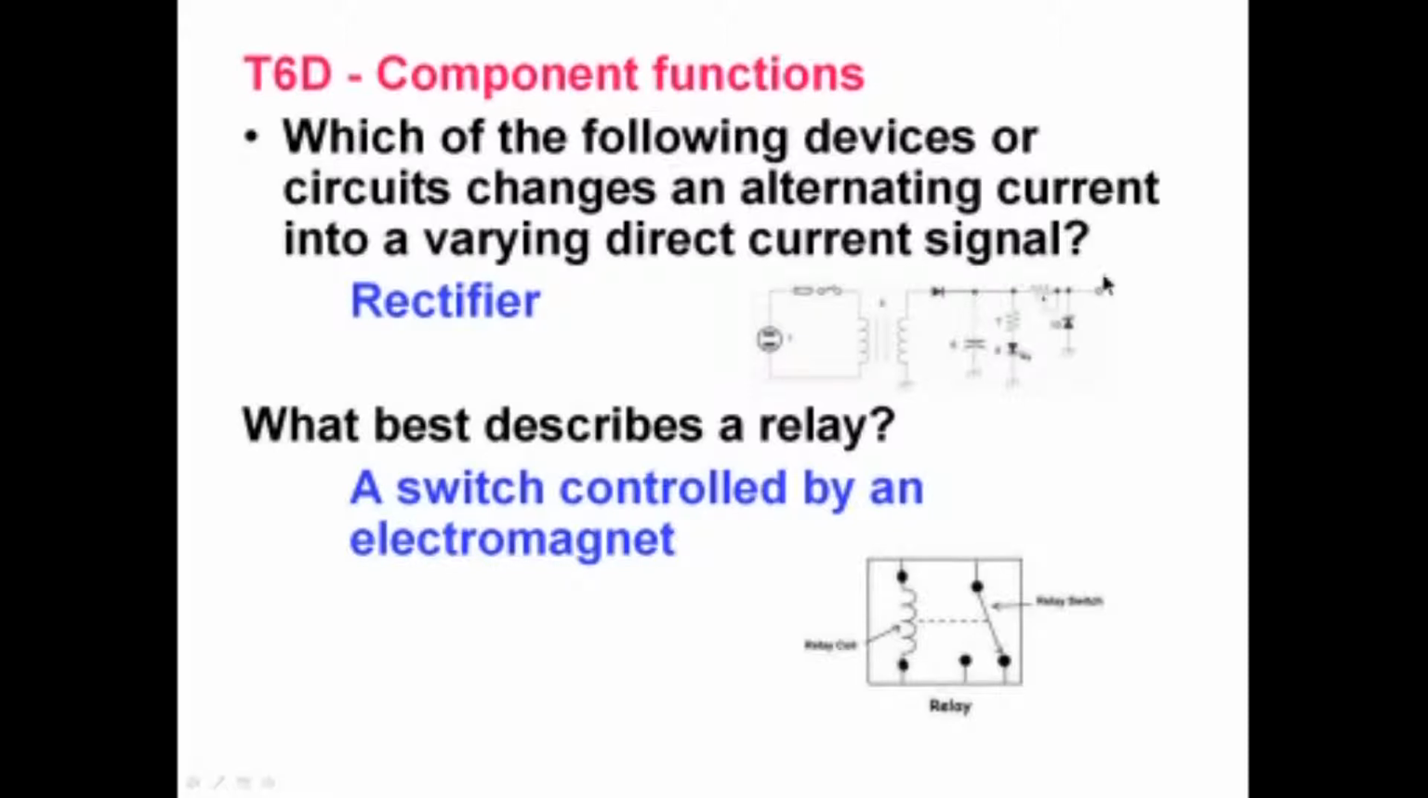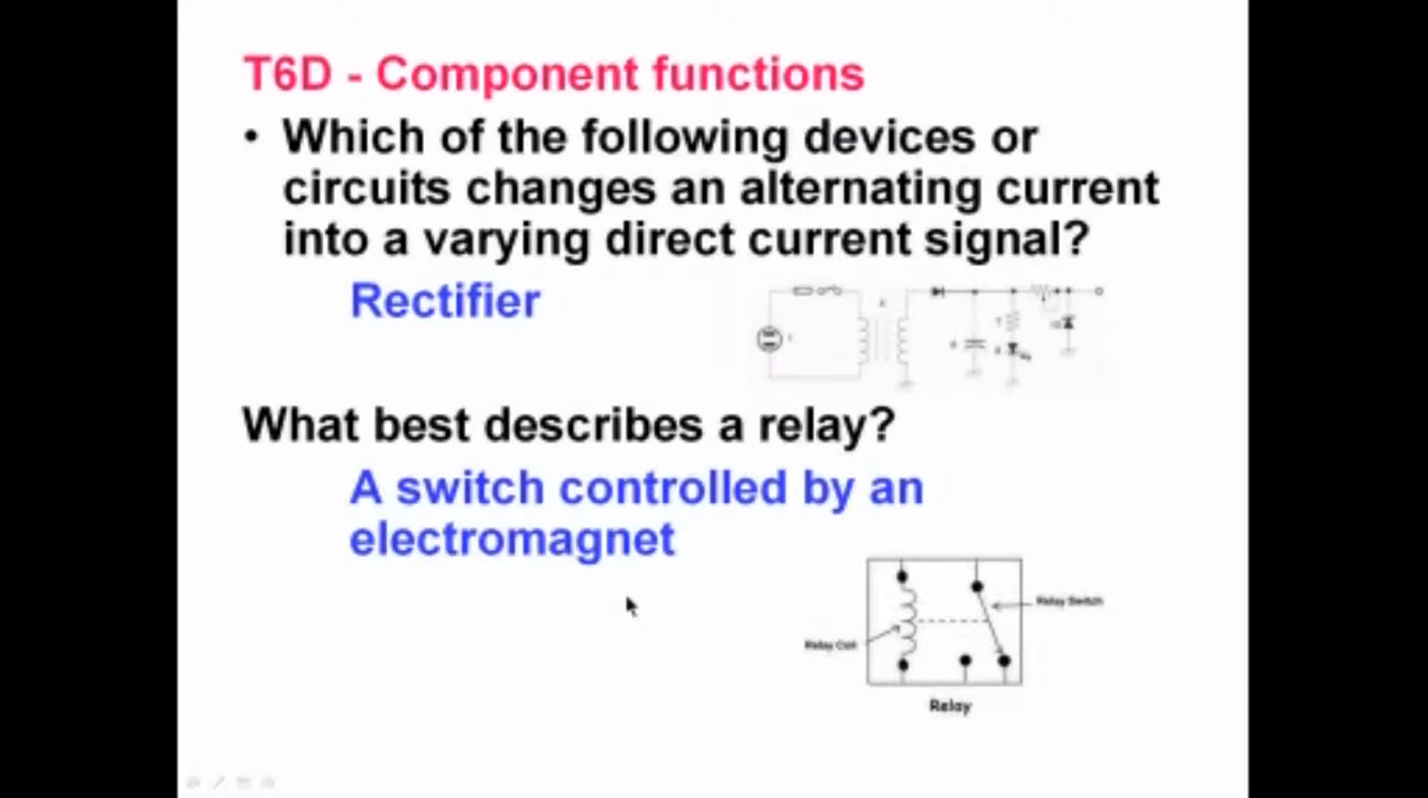signal. And then these devices over here help to smooth out that varying direct current signal and to regulate it. Okay, but the device that changes it from an alternating current to a varying direct current is a rectifier, which is another word for a diode used in this application.